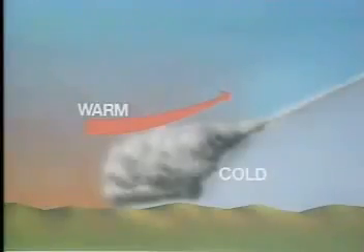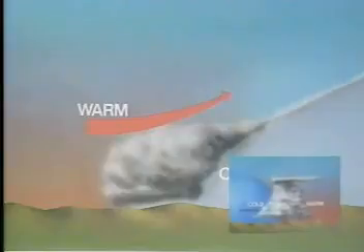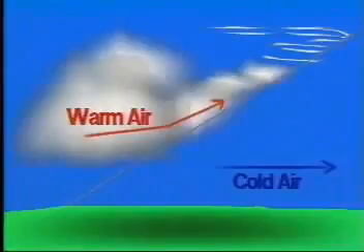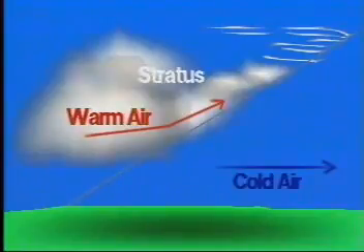A warm front occurs when a warm air mass pushes a cold air mass. The warm air moves up and over the cold front. Notice that the movement of the warm air over the cold is at a much more gradual slope than at a cold front. The warm air does not rise as fast as it does in a cold front, so the clouds that form are different. They are thinner and spread out over a greater area. These clouds are called stratus.